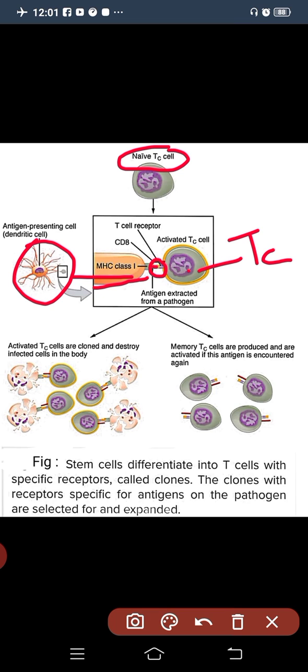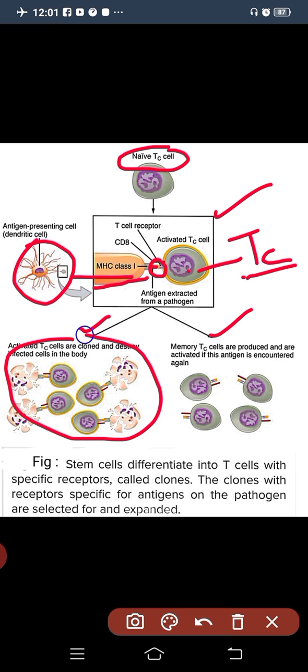The receptors present on the TC recognize the antigen, and CD8, which also helps in the interaction, confirms the presence of MHC. And upon activation, there is a function in two ways. Activated TC cells, cytotoxic T cells, are cloned and destroy infected cells in the body. Now when this activation has happened, the TC cell will multiply, mitosis will occur, and a number of clones will form, and these clones destroy the pathogen.